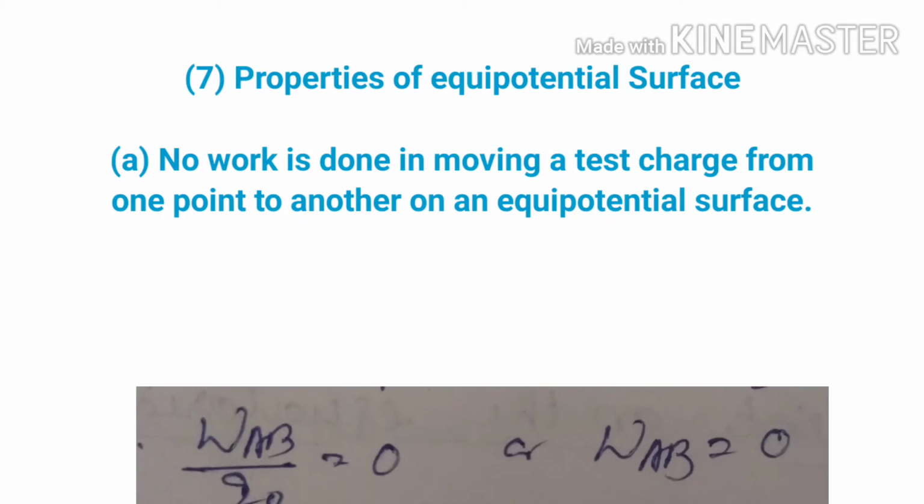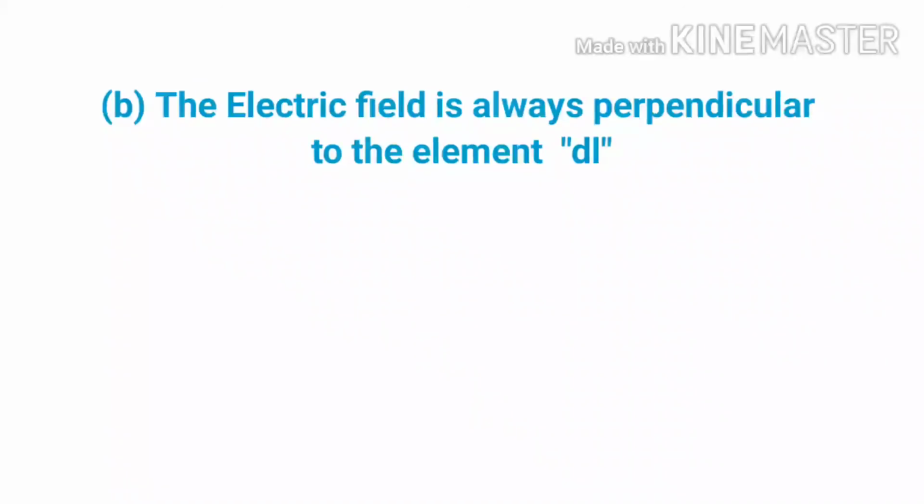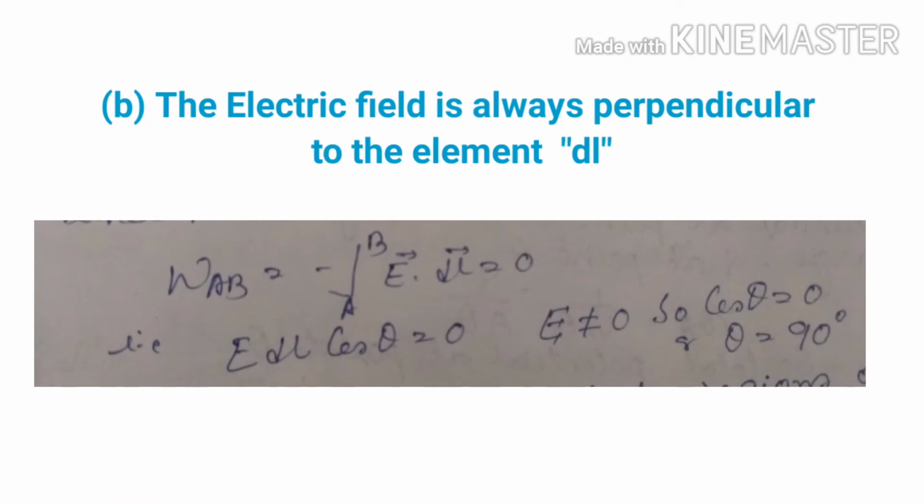Number B, the electric field is always perpendicular to the element dl of the equipotential surface. Since no work is done on an equipotential surface, WAB is equal to the integration from A to B of E vector dot dl, which is equal to 0. So E dl cos theta is equal to 0. E cannot be 0, so cos theta is equal to 0, or theta is equal to 90 degree. So the electric field is always perpendicular to the element dl.